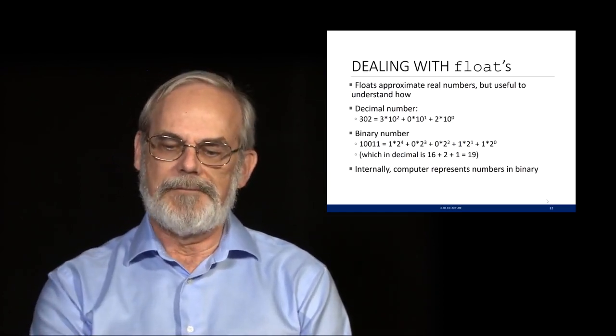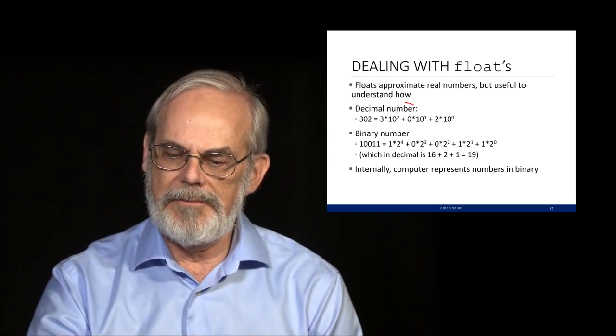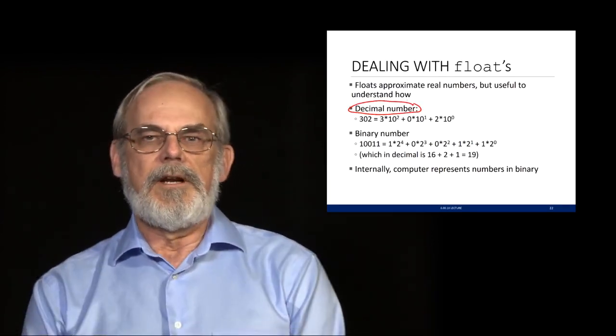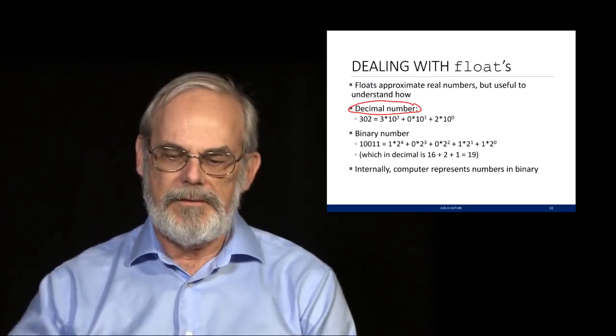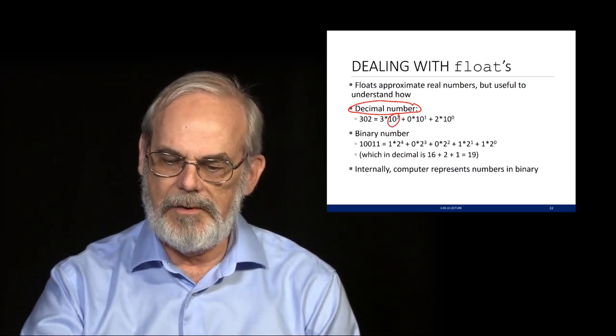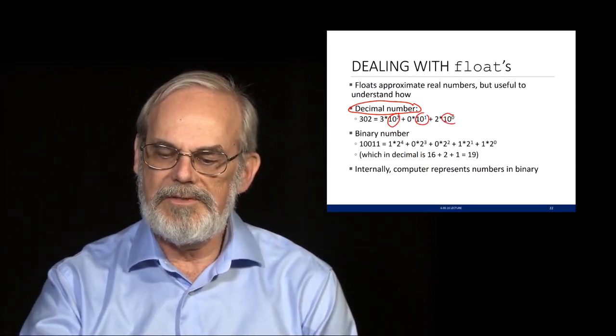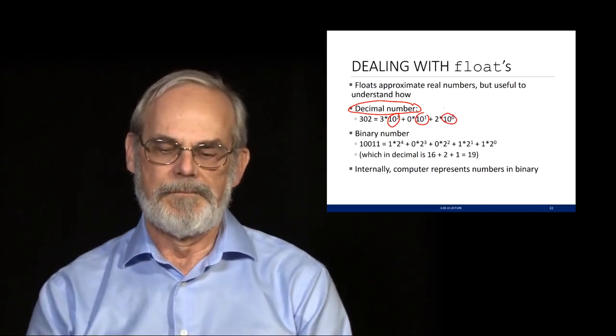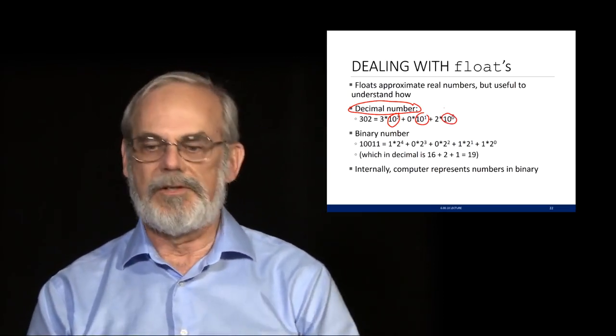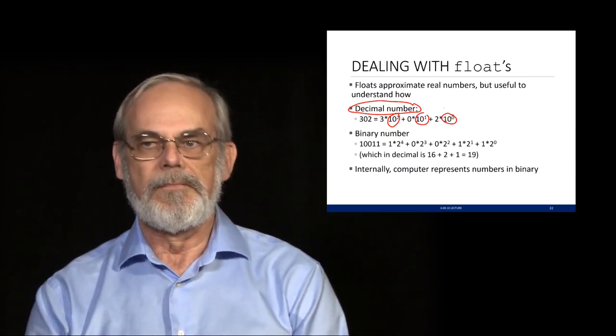Here's the basic idea. Let's start with a decimal number, the numbers you're used to dealing with. The number 302 is really 3 times 10 squared plus 0 times 10 to the first power plus 2 times 10 to the 0th power, or 1. It's 300 plus 0 tens plus 2 ones.